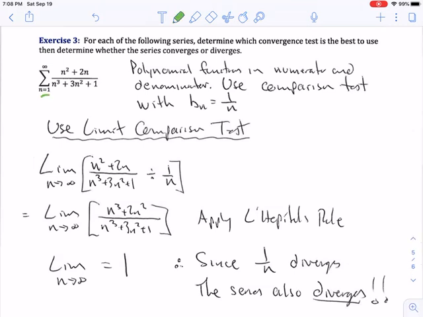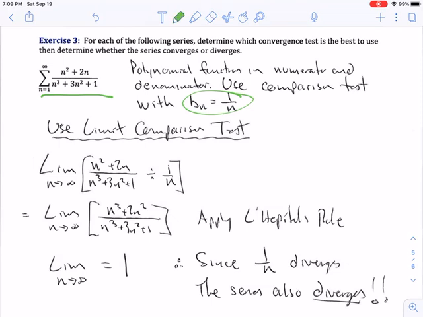So in this one, I notice that it's a rational function. I have a polynomial in the numerator and a polynomial in the denominator. With polynomials, what's really important is the leading term in the numerator and the denominator. If you just look at the leading terms, you have n squared over n cubed, which reduces to 1 over n. So I'm thinking, why don't we compare it to 1 over n? That means we're going to use one of the comparison tests. But which one? We have two of them: the limit comparison test and the direct comparison test.